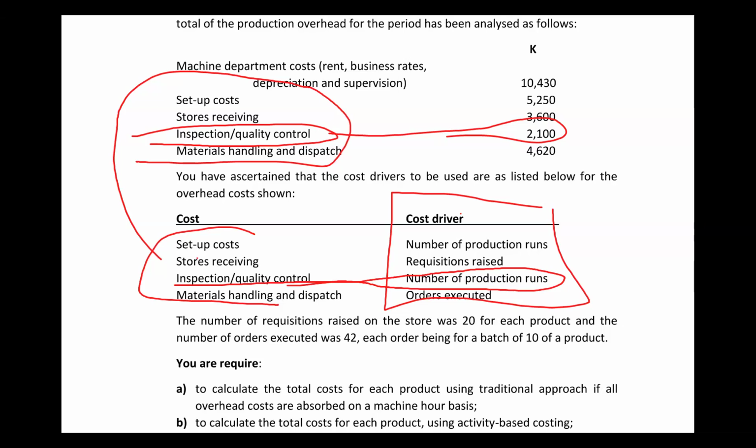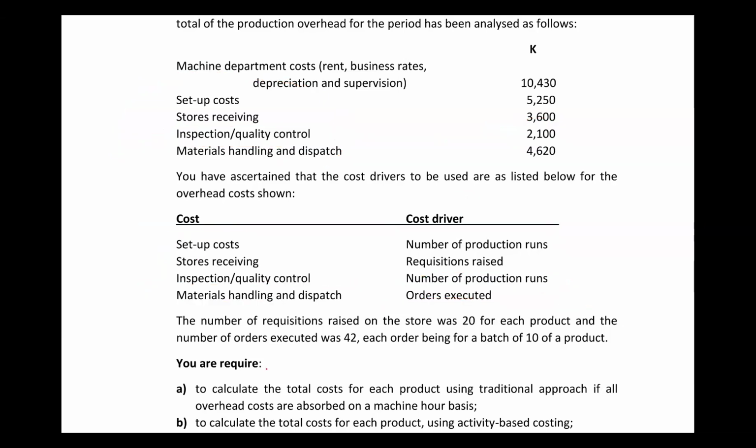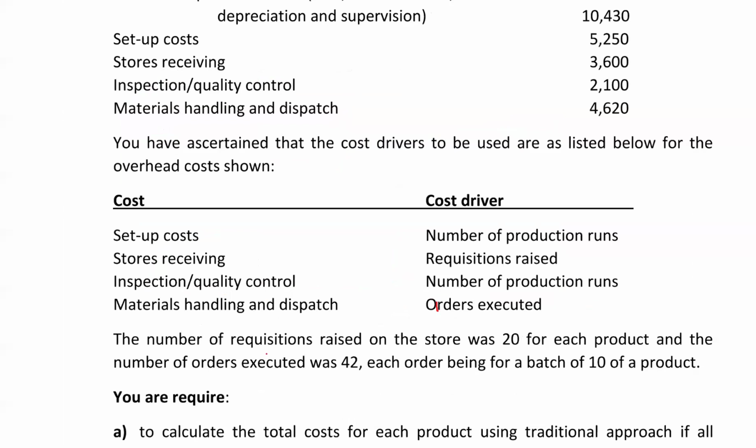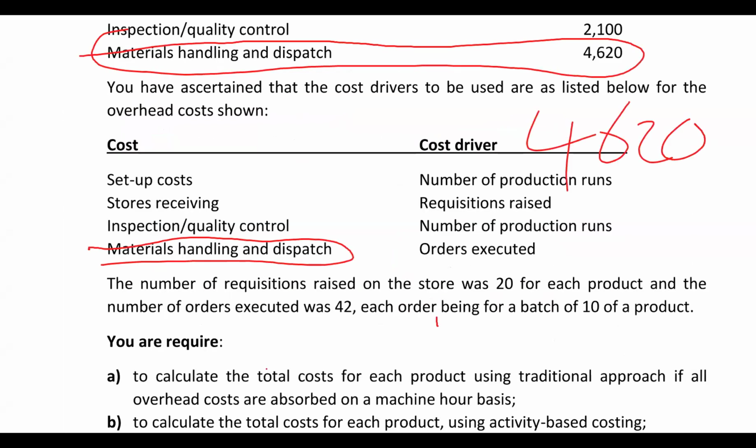So you need that. Then afterwards, let me just zoom out a bit so that you are able to see. The material handling is a cost, right? The total material handling cost overhead is 4,620. Now this one, we are not yet certain how much out of this goes to product A, to B, to C, and D. And we need to know how much goes to product A, B, C, and D. Okay? That's the message we are sending.